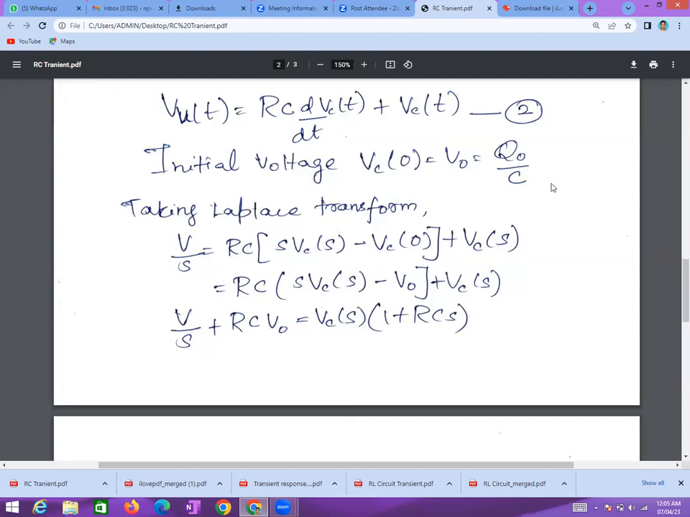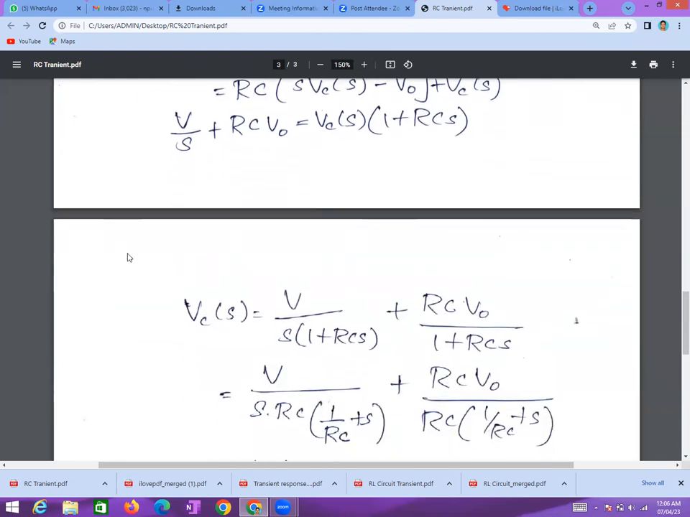Now already we know that V naught is equivalent to Q naught by C. So if you take RC as common, then S into Vc of S minus V naught, plus Vc of S. If you do the simplification here, V by S plus RC into V naught is equivalent to Vc of S into 1 plus RCS. So now, doing the simplification, we receive Vc of S equivalent to V by S into 1 plus RCS, plus RC into V naught divided by 1 plus RCS.